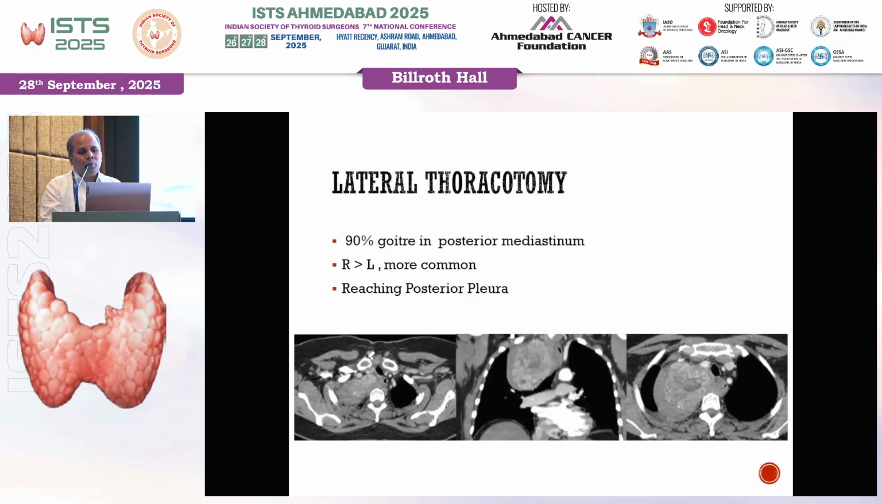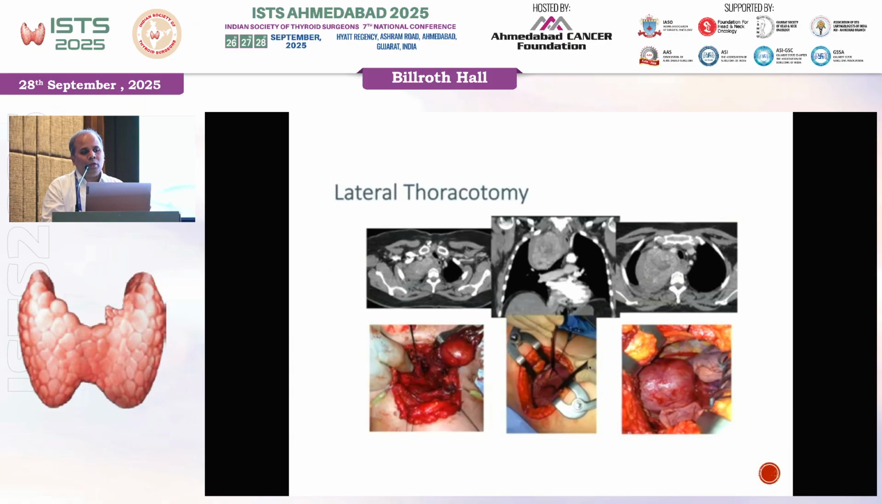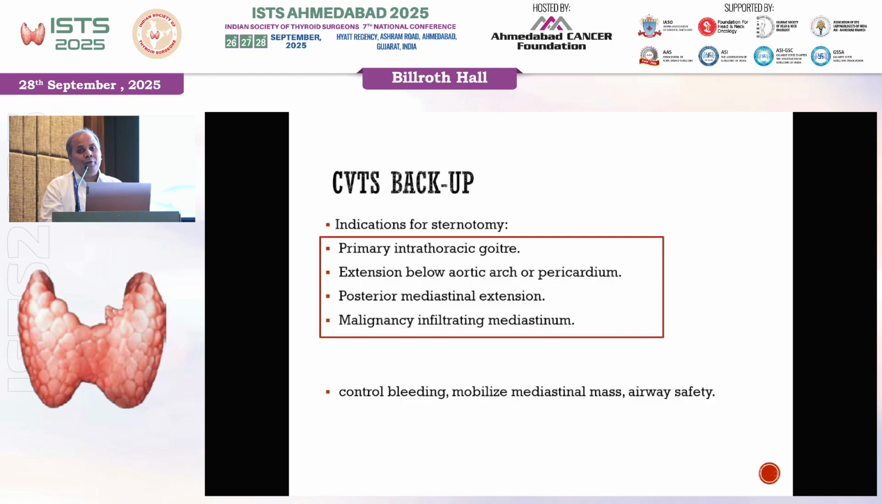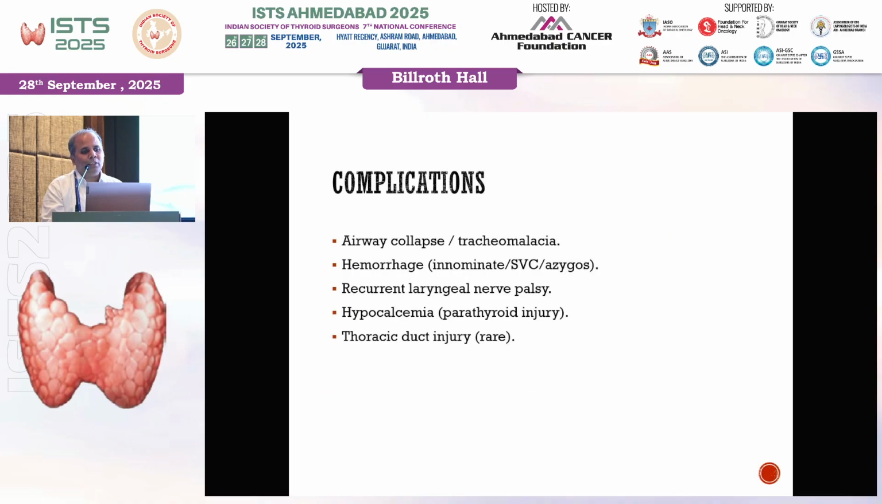A lateral thoracotomy will be needed when you have a majority portion of the goiter involving the posterior mediastinum, especially encountered more on the right side, and whenever it's reaching the posterior pleura. And again, when you're doing a lateral thoracotomy, identification of the nerve in the neck and then covering it with something to identify it is very important. Again, reiterating, the indications for a CVTS backup or sternotomy are a primary intrathoracic goiter, extension below the aortic arch or pericardium, posterior mediastinal extension, and malignancy infiltrating the mediastinum.